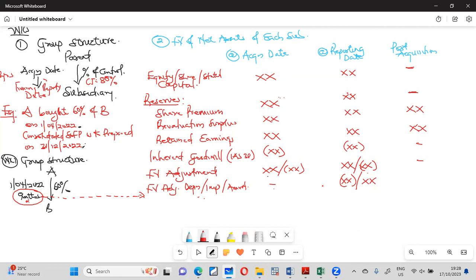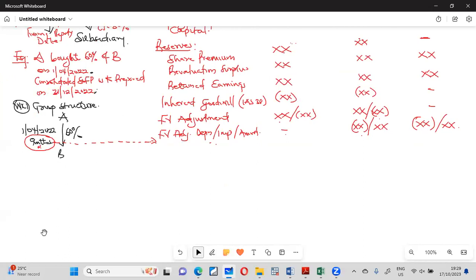So this one is 0, and the movement will be as you see here. All right, take note of that. Okay, that is that. Now, if there is any uniform accounting policy adjustment, you do that. If they are changing accounting policy, which is an IAS 8 adjustment, you adjust it too. All right, so that is that.